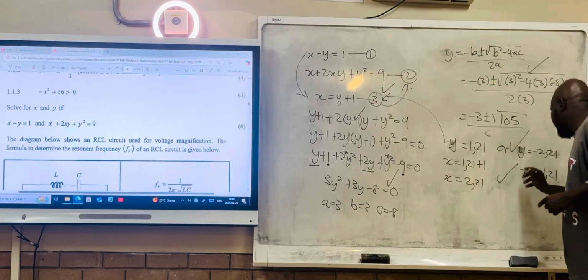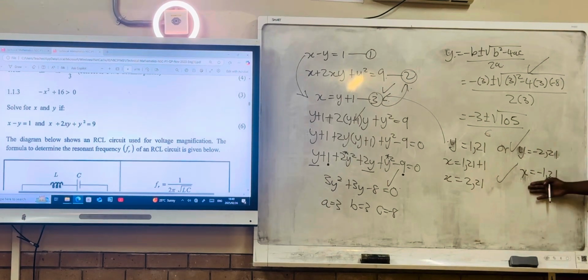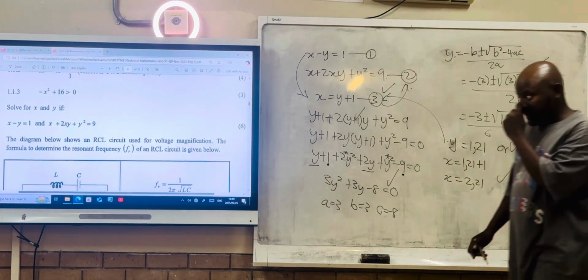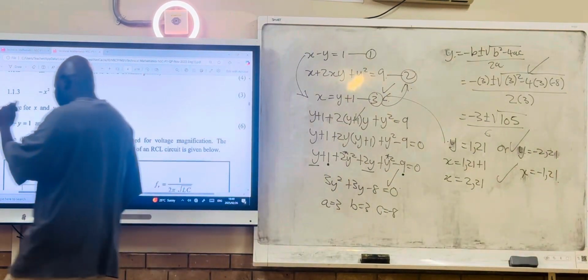It's the second x now. It's for the x values. The fifth one will be for the y values. The sixth one will be for the x values. Then now we are going to get to what we call 1.3.